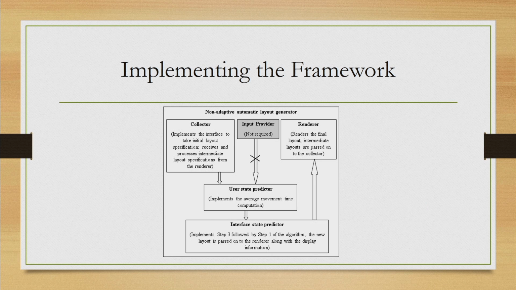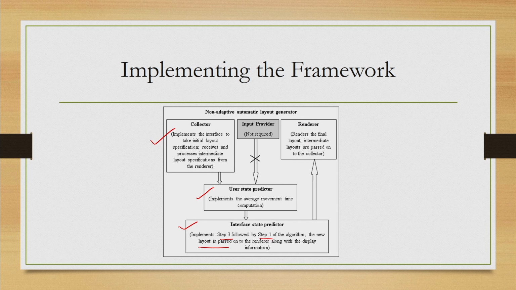So, the idea is illustrated here. The collector implements the interface here to take the initial layout specification. The collector also receives and processes intermediate layout specifications from the renderer. So, both the tasks the collector performs, and it should be designed and implemented accordingly. The user state predictor implements the average movement time computation part of the Fitts' digraph model here. The interface state predictor implements step 3 followed by step 1 of the algorithm. The new layout is passed on to the renderer along with the display information.